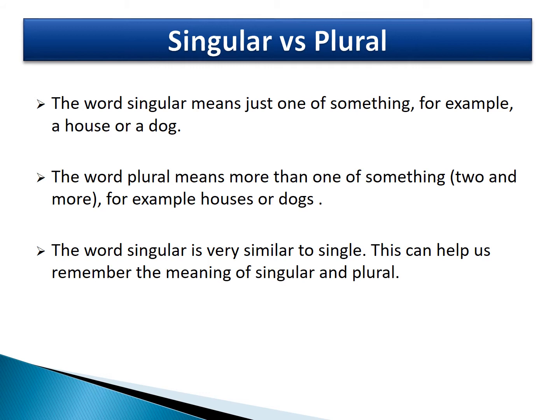However, when we have a plural noun, then we have two or more of that thing. So the word plural means more than one of something, two and more. For example, houses, dogs, cucumbers, boys, etc. To help you remember and link the word singular to something, just remember that the word singular is very similar to single. This can help us remember the meaning of singular and plural.